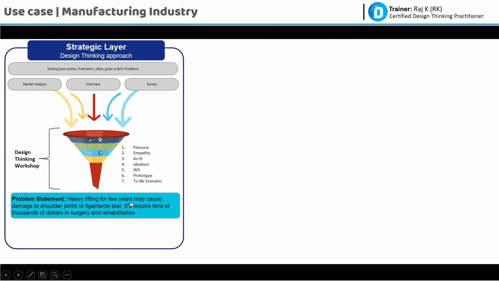So if they do that for many years, they damage their shoulder joints, or maybe ligaments get torn, right? And when that happens, it requires tens of thousands of dollars in surgery. Moreover, it takes a lot of time for rehabilitation, right? Can you understand the depth of this problem statement now? These kinds of problem statements will only come when you have a mix of people in this kind of workshop.